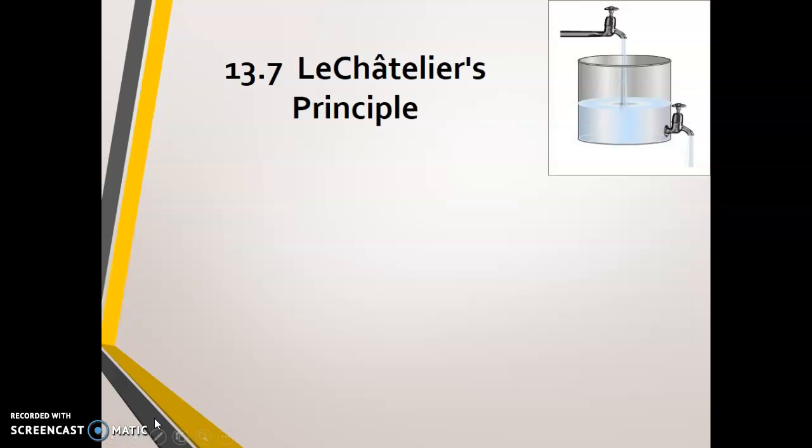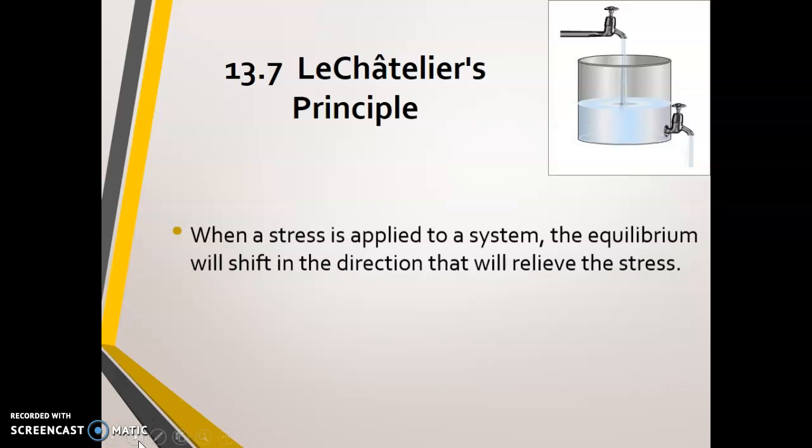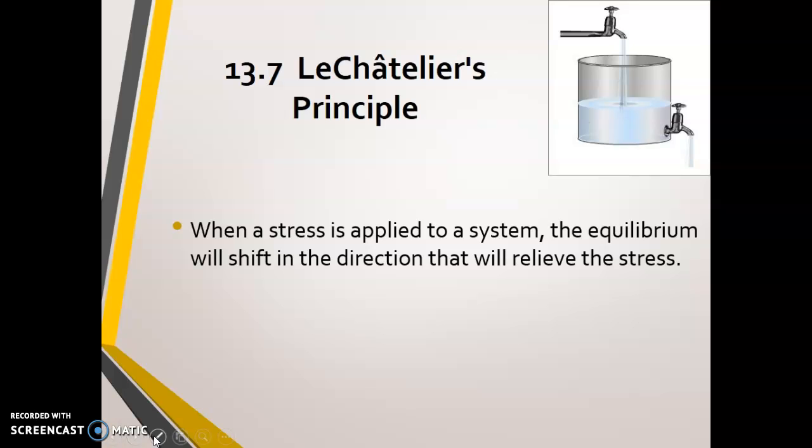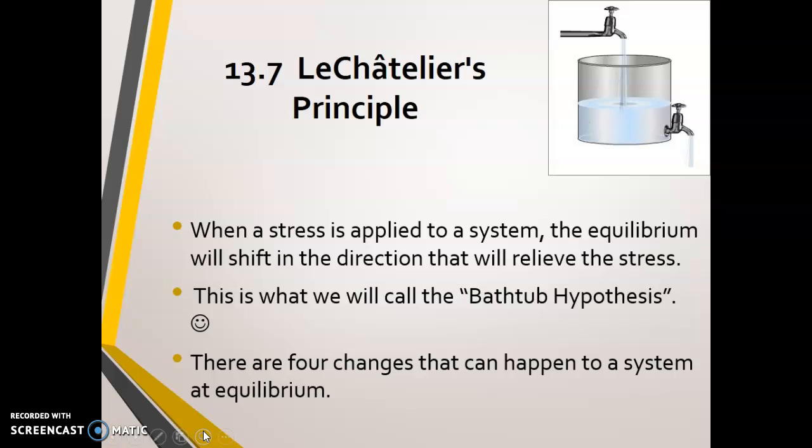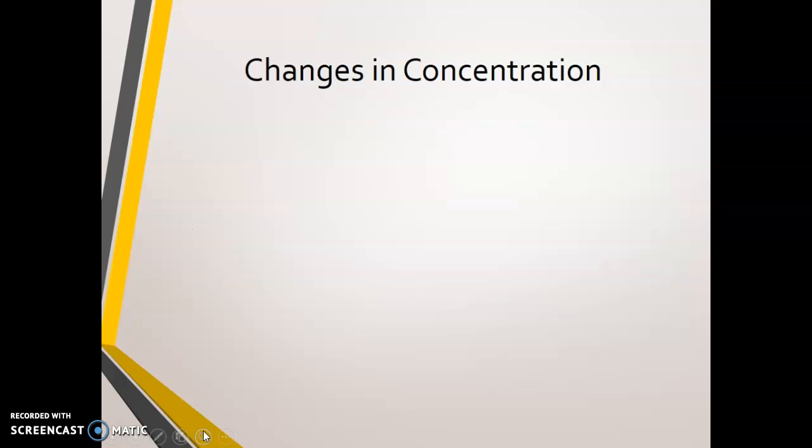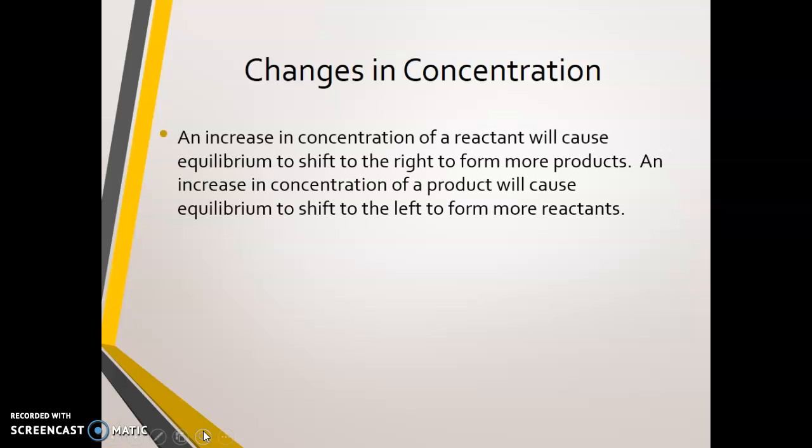So today we're going to talk about LeChatelier's principle. What LeChatelier's principle is all about is a stress being applied to a system. So the equilibrium will shift in a direction that will relieve stress. Just like we don't like to be stressed, so we try to do whatever we can to relieve the stress, the system is going to shift so that it relieves the stress as well. This is what we call the bathtub hypothesis, and there are 4 changes that can happen to a system at equilibrium. So the first change is changes in concentration.